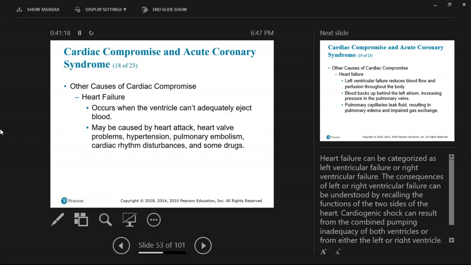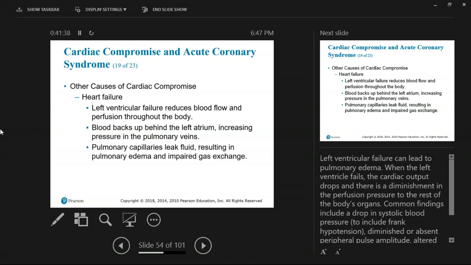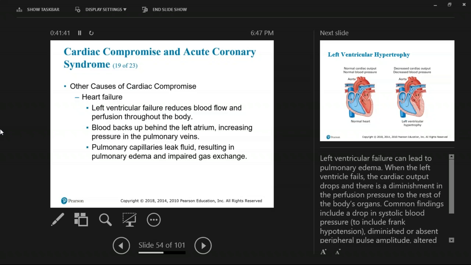So heart failure interferes with, again, ejection from the heart. It can be secondary to a heart attack. The valve is now finally messed up, more so mitral valves in females, but you never know. Hypertension, pulmonary emboli, arrhythmias, and some drugs. So left ventricular failure reduces blood flow and perfusion throughout the body. It backs up into the left atrium, increasing pressure in the pulmonary veins. Capillaries can start to leak now, which is bad. You're going to start drowning in fluid. So pulmonary edema and impaired gas exchange is a big reality.